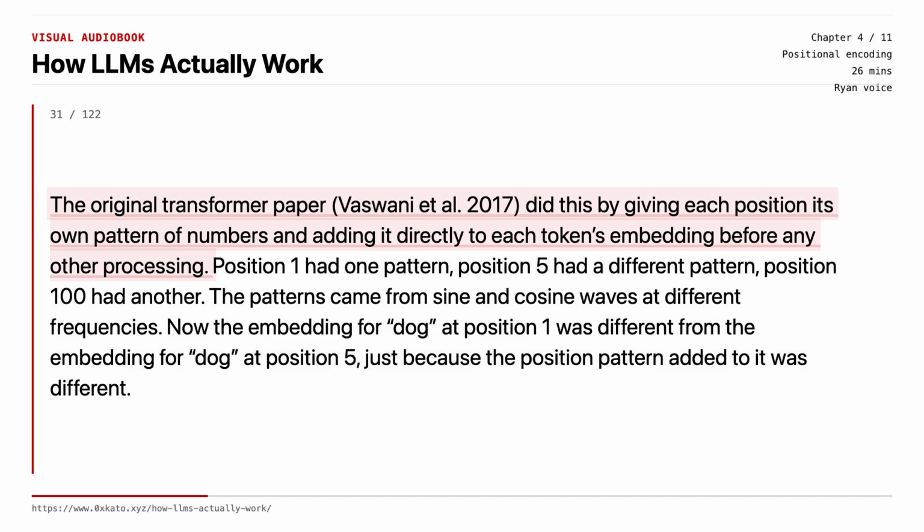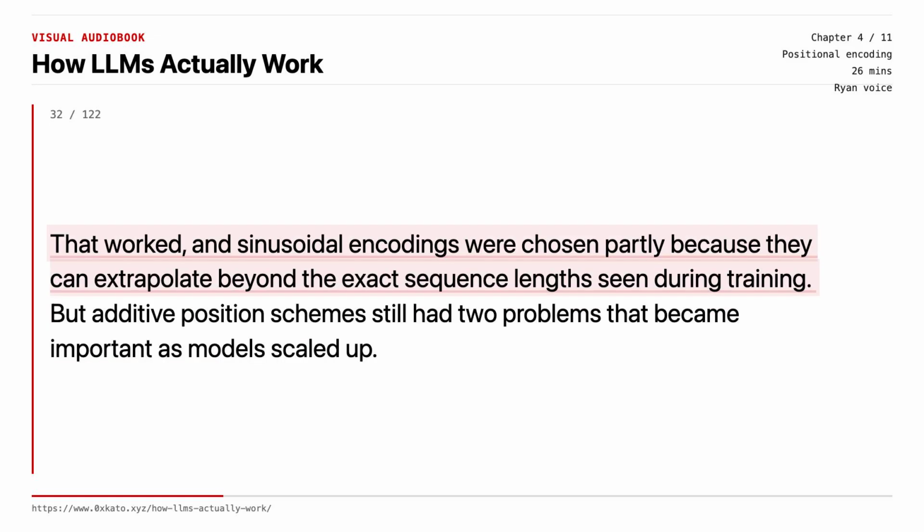The original transformer paper, Vaswani et al., 2017, did this by giving each position its own pattern of numbers and adding it directly to each token's embedding before any other processing. Position 1 had one pattern, position 5 had a different pattern, position 100 had another. The patterns came from sine and cosine waves at different frequencies. Now, the embedding for dog at position 1 was different from the embedding for dog at position 5 just because the position pattern added to it was different. That worked! And sinusoidal encodings were chosen partly because they can extrapolate beyond the exact sequence length seen during training.